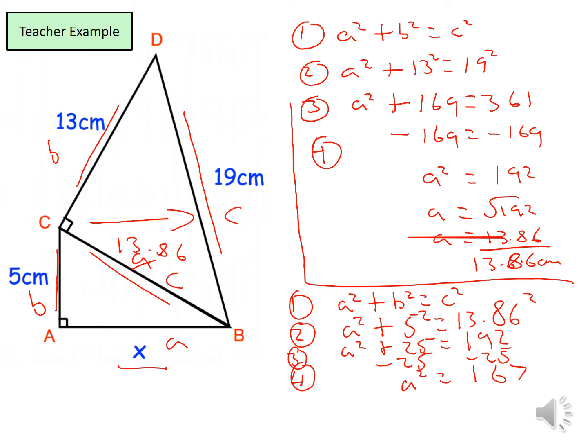My last step will be to square root the 167 to find a. So let's square root 167, and what do I get? I will end up with 12.92. So a equals 12.92 centimeters. I will keep all of my workings to show the examiner each step to go about finding the value of x in this question.